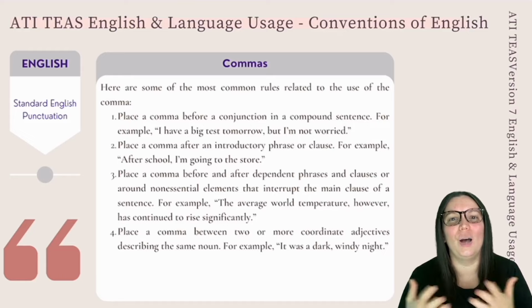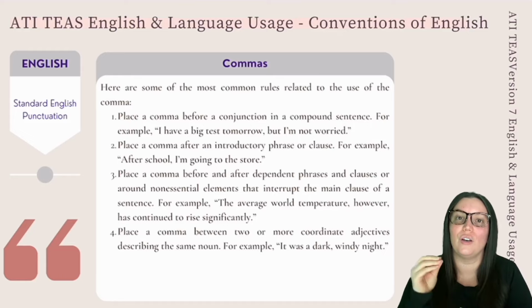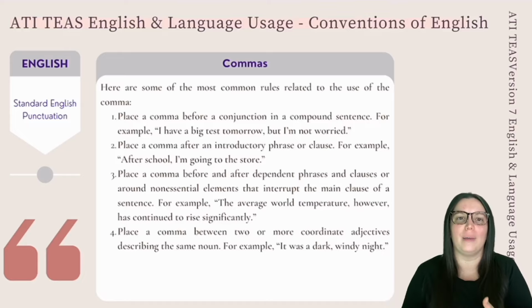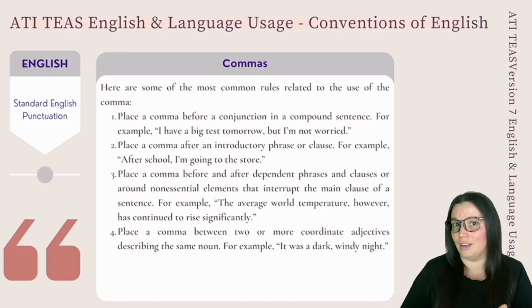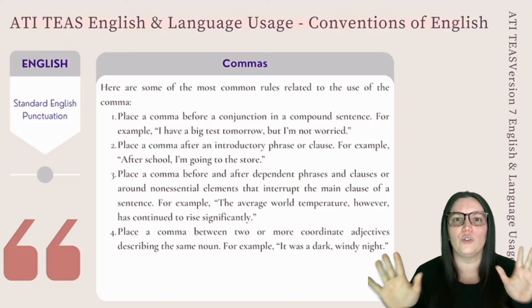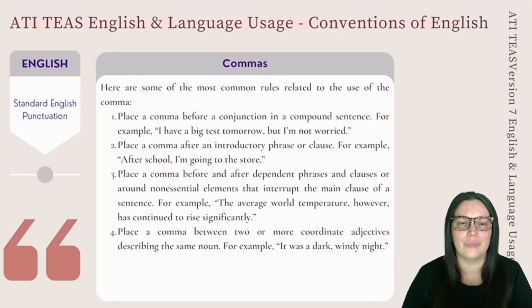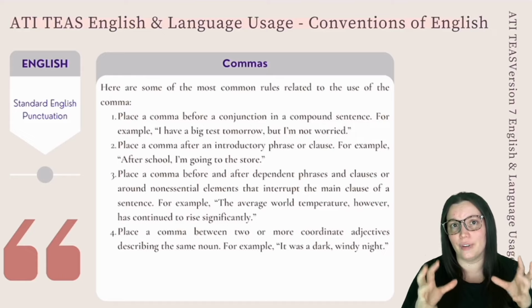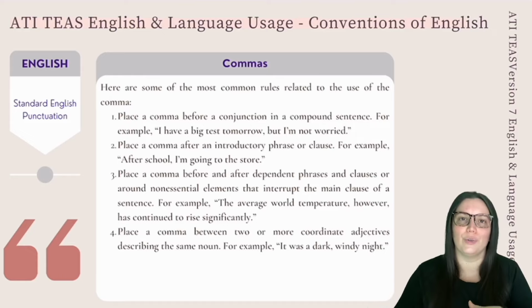Here are some more common rules when it comes to the use of a comma. Number 1 is you place a comma between a conjunction and a compound sentence. So for example, I have a big test tomorrow, comma, but I'm not worried. Your but is your conjunction between those 2 compound sentences. Number 2 is we place a comma around an introductory phrase or clause. So for example, after school, comma, that's our introductory phrase, I am going to the store.